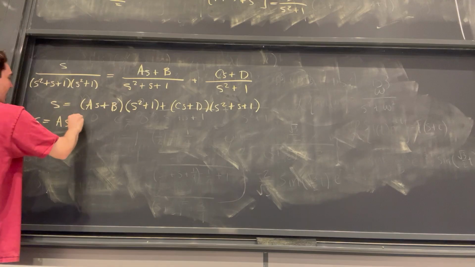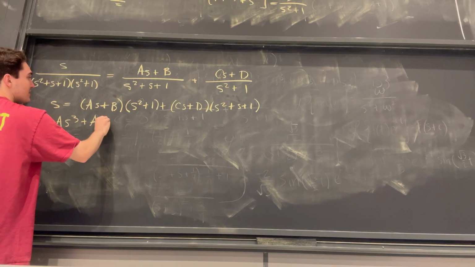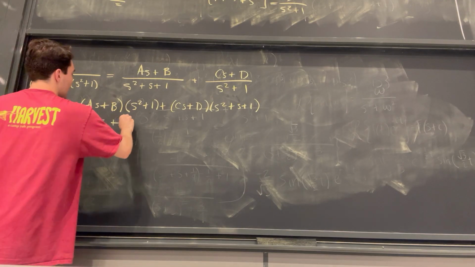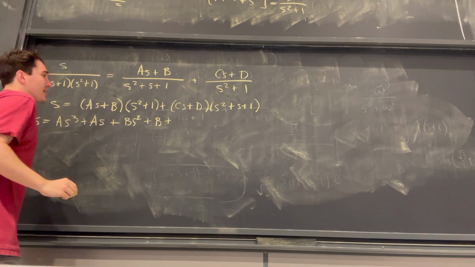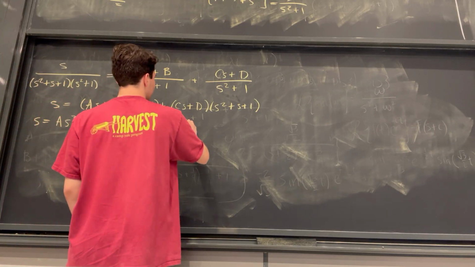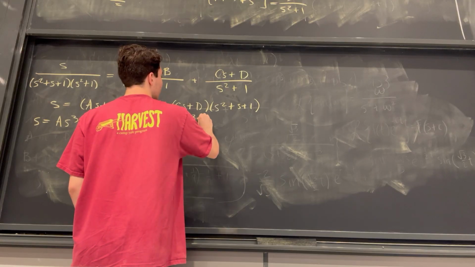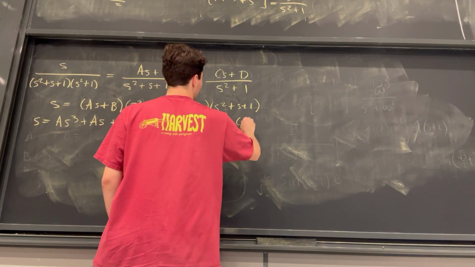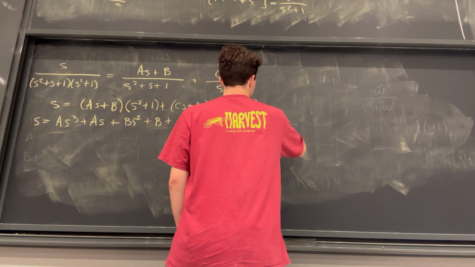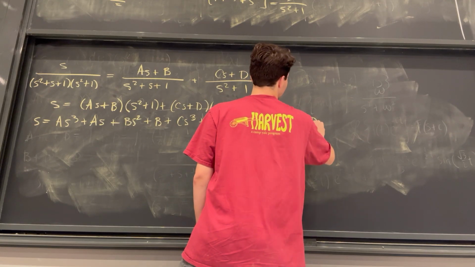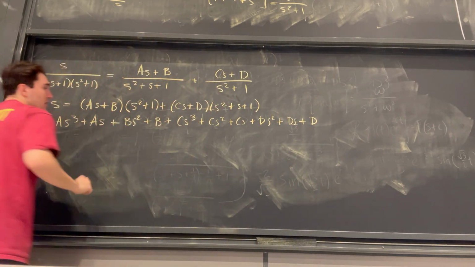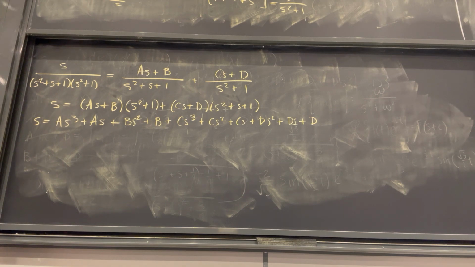So that's going to be as cubed plus as plus bs squared plus b. Then this is going to be cs cubed plus cs squared plus cs plus ds squared plus ds plus d. Okay, I think that's right. Yeah, that actually looks pretty right to me.